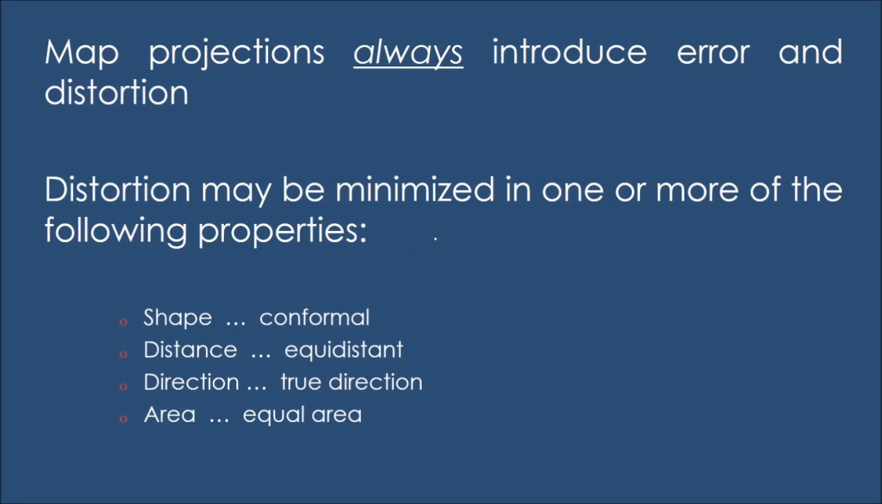Distortion may be minimized in one or more of the following properties. If a projection is conformal, it is preserving shape. Equidistant means it is preserving distance. True direction means it is preserving direction. And equal area means it is preserving area. So distortion may be minimized in one or more of the following properties: shape, distance, direction, and area.